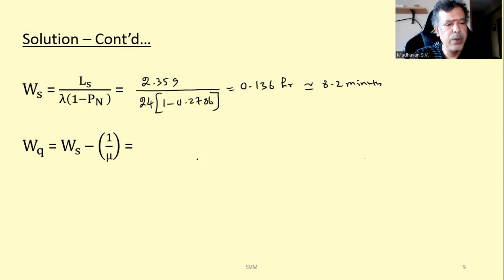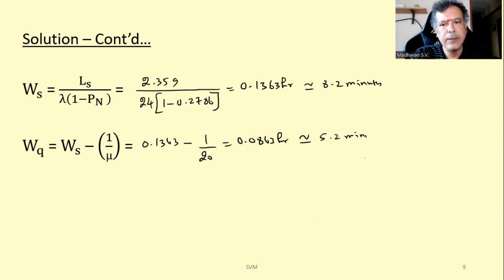Then the next, WQ, which is WS minus 1 by mu, so this one will be 0.1363 minus 1 by 20. If we evaluate this, we will get 0.0863 hour. And if we convert it into minutes by multiplying by 60, we will get 5.2 minutes. So that will be the solution for this particular problem.